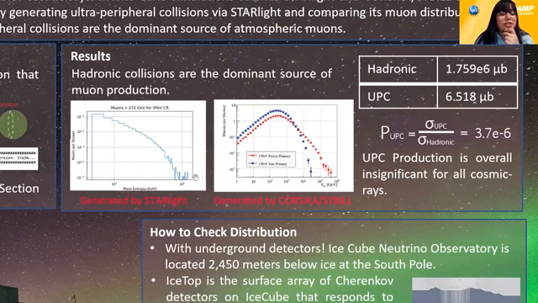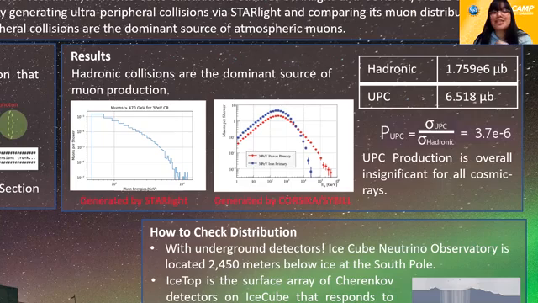So using these Monte Carlo simulations, using Starlight, we created a distribution of muons that were produced by photonuclear interactions, so ultra-peripheral collisions. And we were able to compare it to the muon distribution made by Corsica-Sybil, which is also a Monte Carlo simulation.